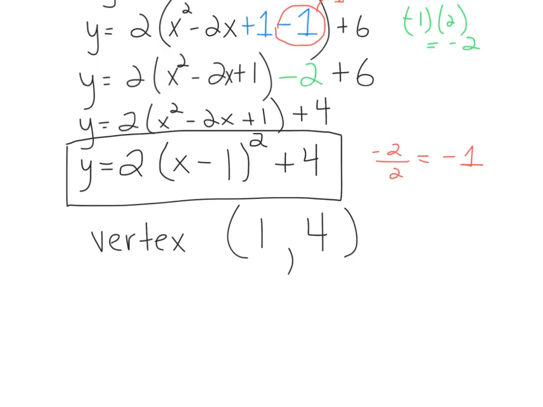The last thing we can also identify is if this vertex is a maximum value or a minimum value. In order to do that, we just have to pay attention to the a value of our equation and the sign of the a value. So our a value is a +2. So because it is a positive a value, that tells me that the parabola is going to open upwards. And so that means my vertex of 1 and 4 is located at the bottom of my parabola, which means that it is a minimum.